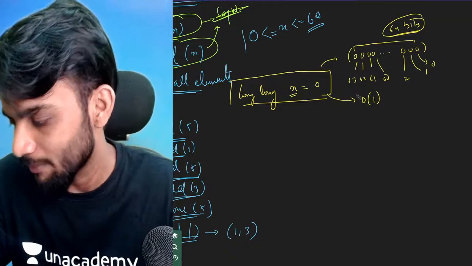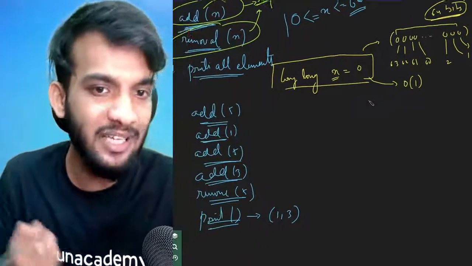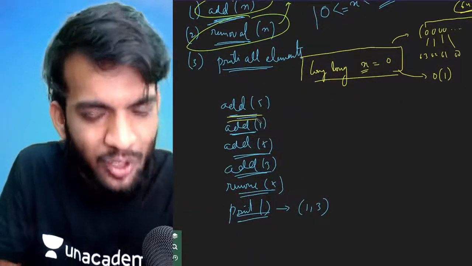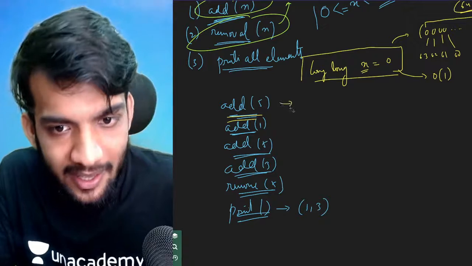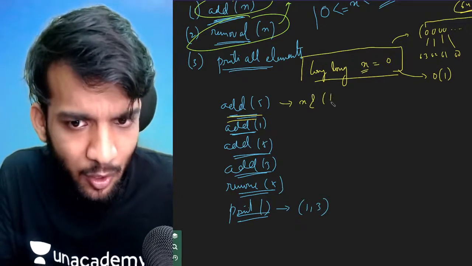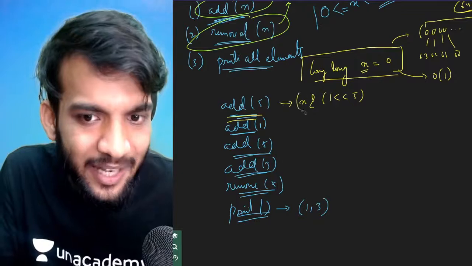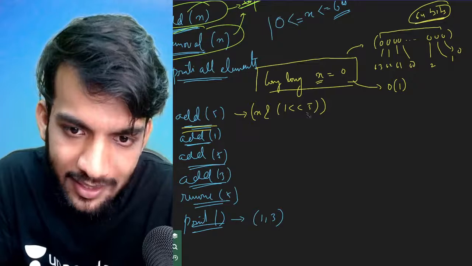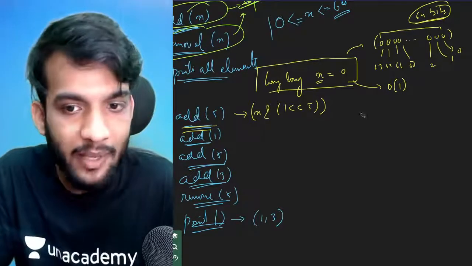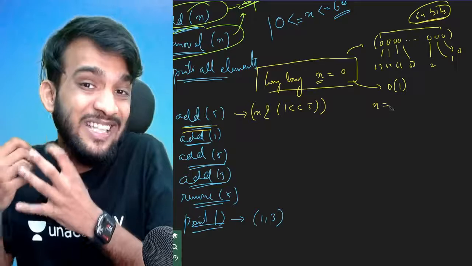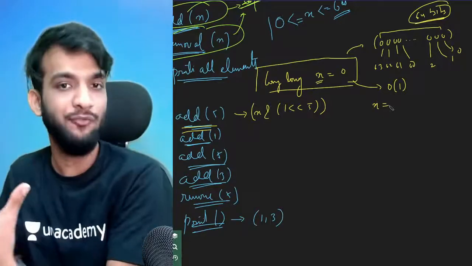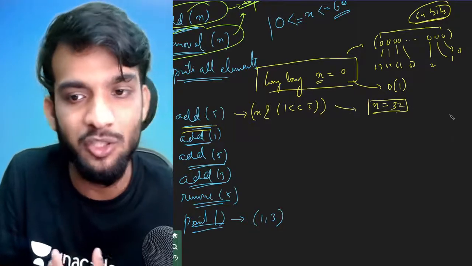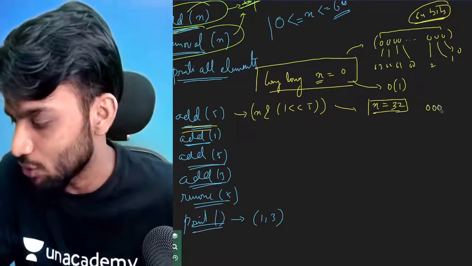Okay, now let's come to it. Long x equal to 0. When I say add of x, let's say I say add of 5. What if I say x and 1 left shift of 5? What if I set that bit? So what will happen is it'll set it, and if I set the 5th bit, which is 2 to the power 5, what do you think the number will become? 32. If I do this, the number becomes 32.